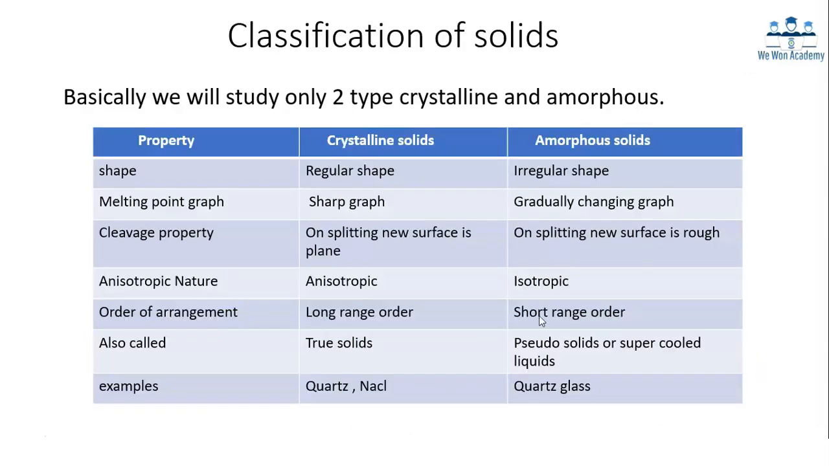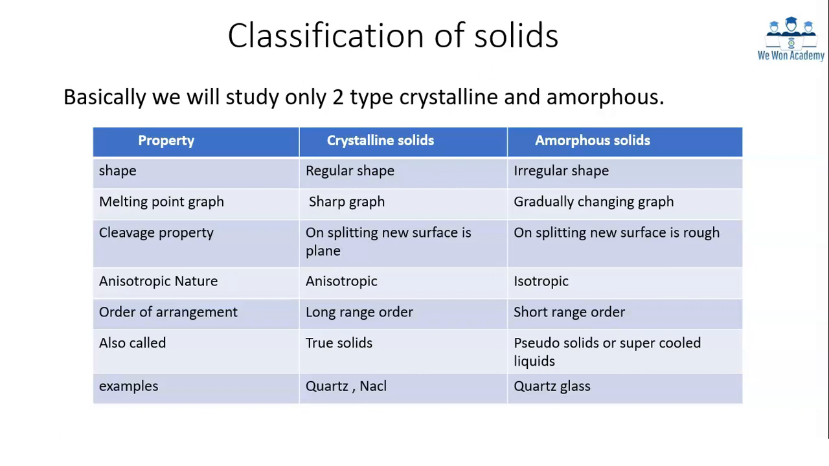Now let's go through classification of solids. So the first point is shape. In crystalline solids you get regular shape at the molecular level, but not in the amorphous. The melting point of crystalline solids is also sharp as compared with amorphous. Means if we melt some crystalline solid, after a certain temperature it will melt, but the amorphous melts slowly, like wax.